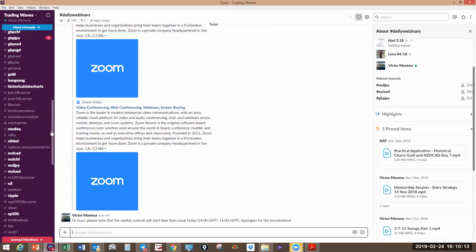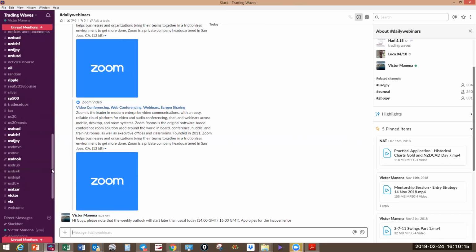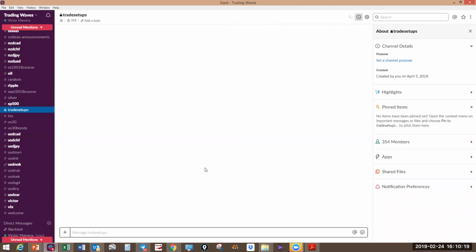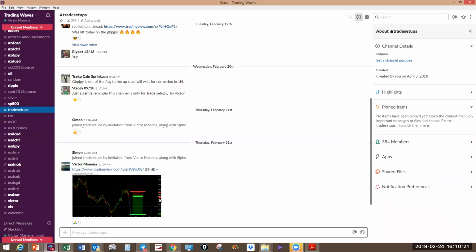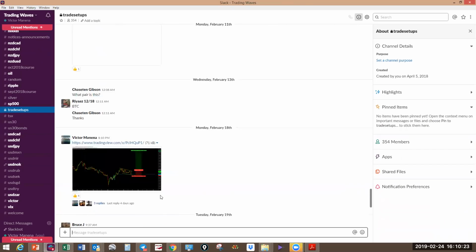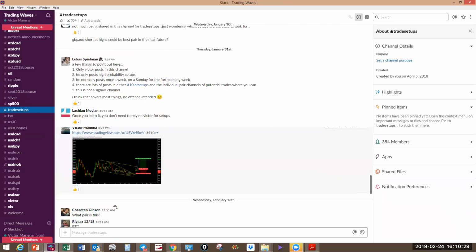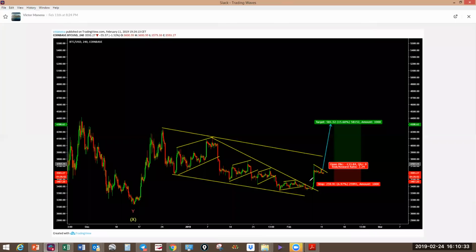On Bitcoin, we've got a special channel here where I post the setups when we see them. So let's have a look at this one here. Let's have a look at Bitcoin. So this is the Bitcoin setup. Here it will show you where to put the stop. When we have clear setups like this one, it becomes easier.